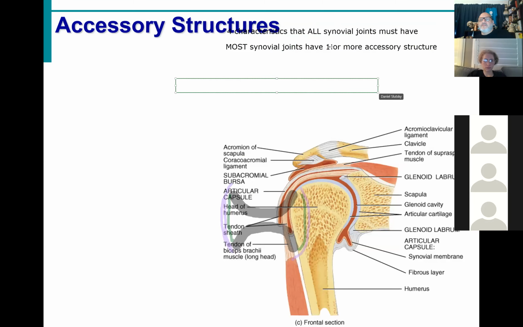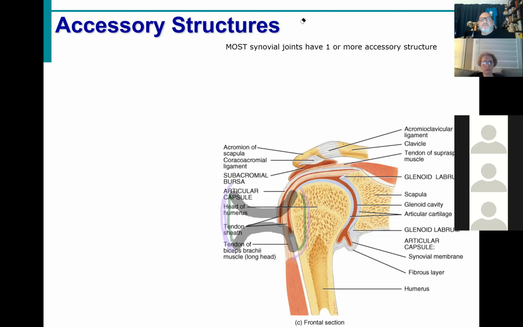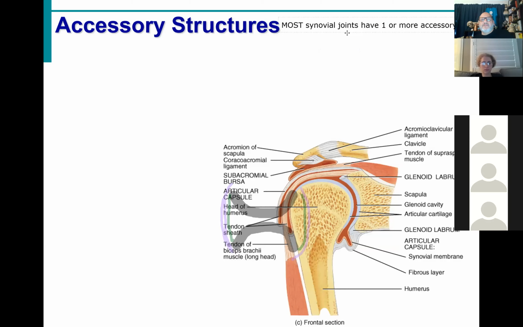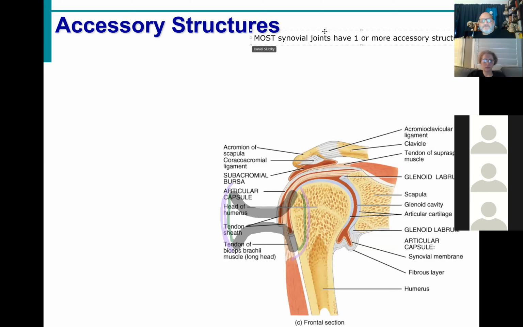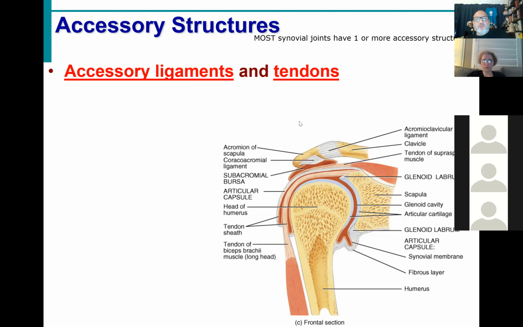That I can get rid of. This I can get rid of. So we can keep this. Here, for instance, is an example of our shoulder joint. And in this shoulder joint, one of the things that you can see is how, for instance, there is a tendon. What is a tendon again?